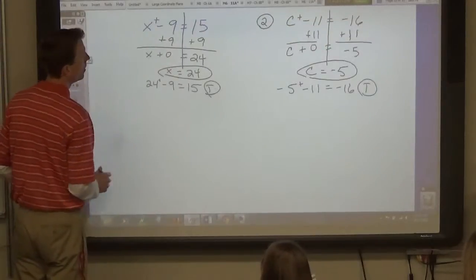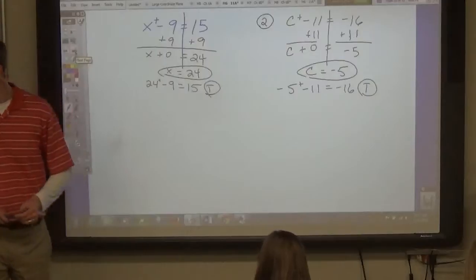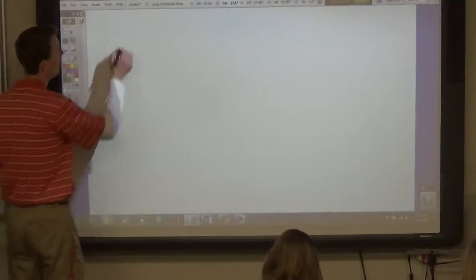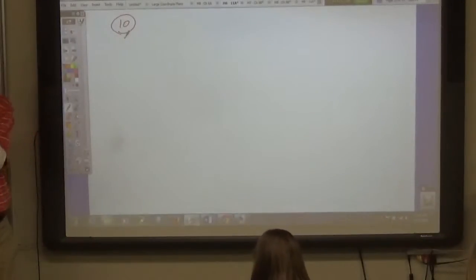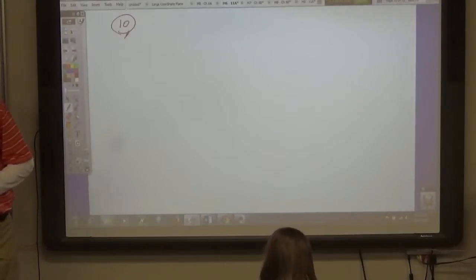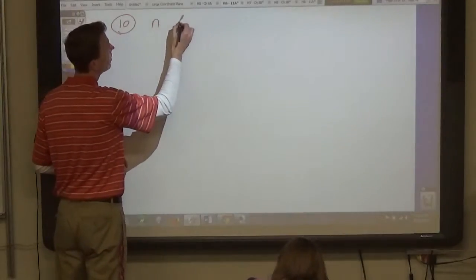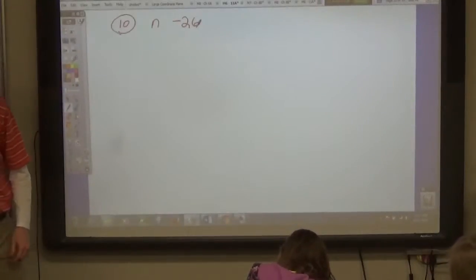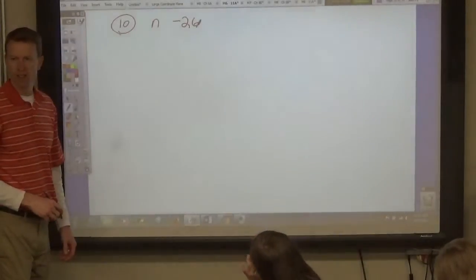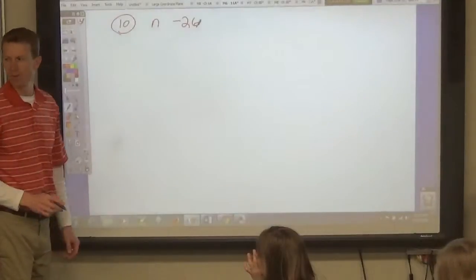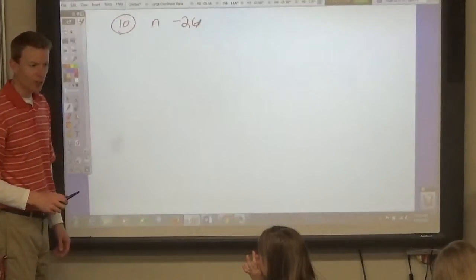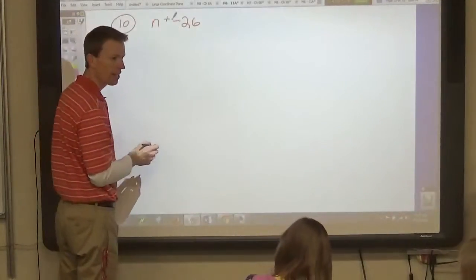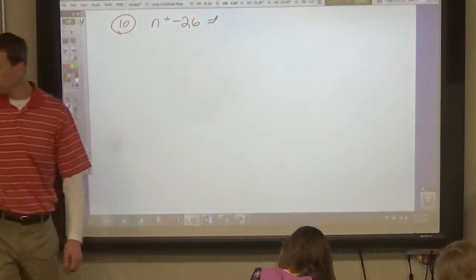Let's see, here's some examples. Let's do number 10 together. That's the first one of your assignment. So you can take out your assignments notebook. N minus 26, it says. What should we put in front of the minus sign? One person knows? Oh, good. Abby? A plus sign. N plus negative 26 is equal to 11.